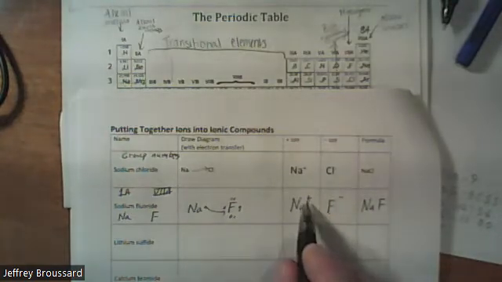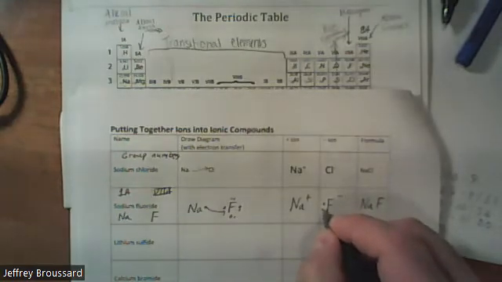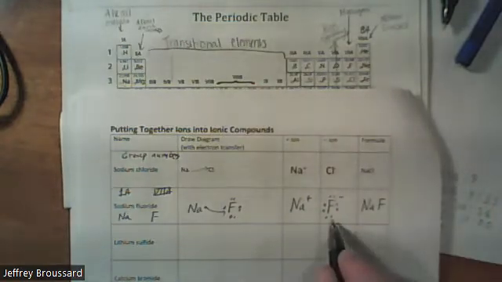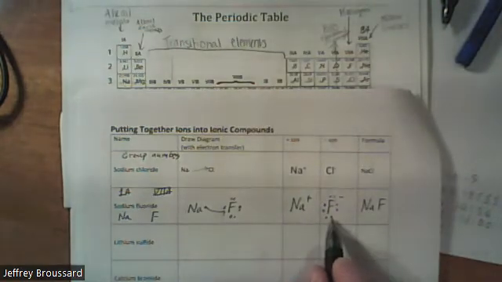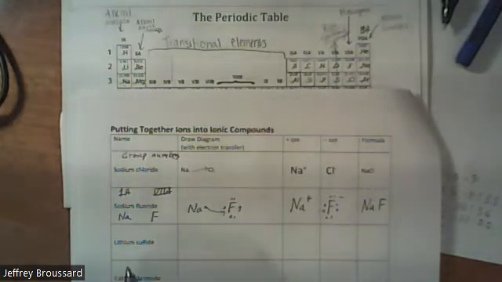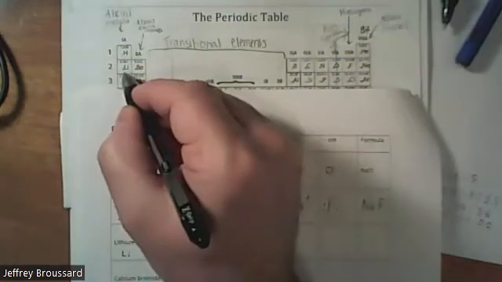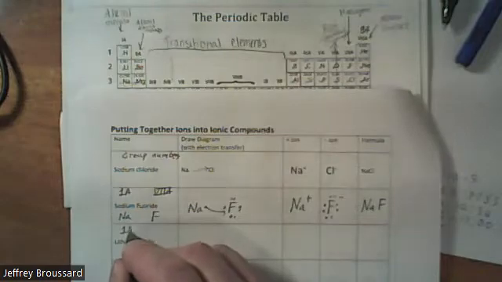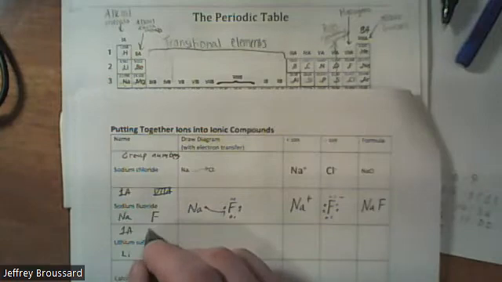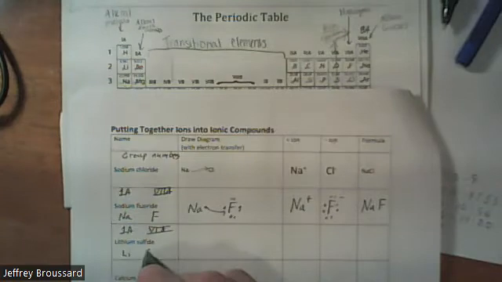Now you don't need to draw the dots here because it's a complete shell. But since we're showing that this one lost an electron, leaving a positive behind, it might make a little sense to show those dots here. So where fluorine had 7 valence electrons, now it has 1 extra, giving it overall a -1 charge. All right, moving on. Lithium sulfide. Lithium is in group 1A. Sulfide. Sulfur is in group 6A. And that's going to be S.